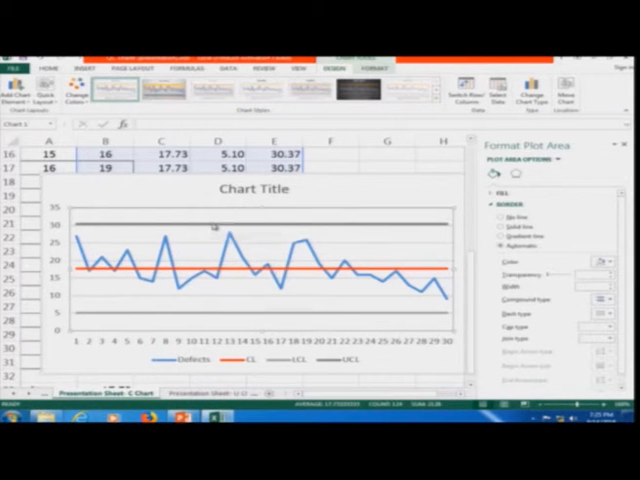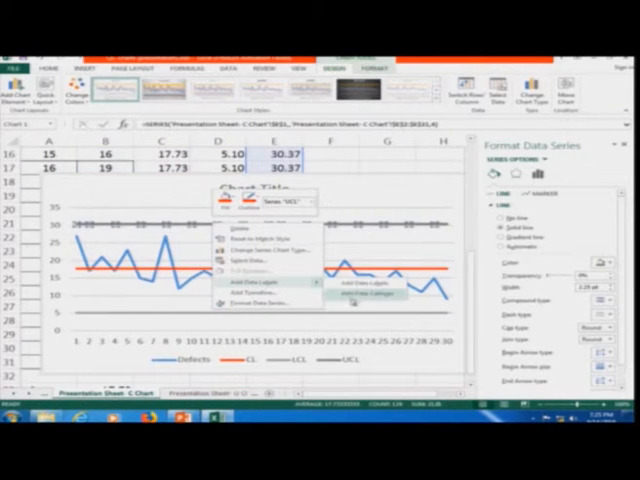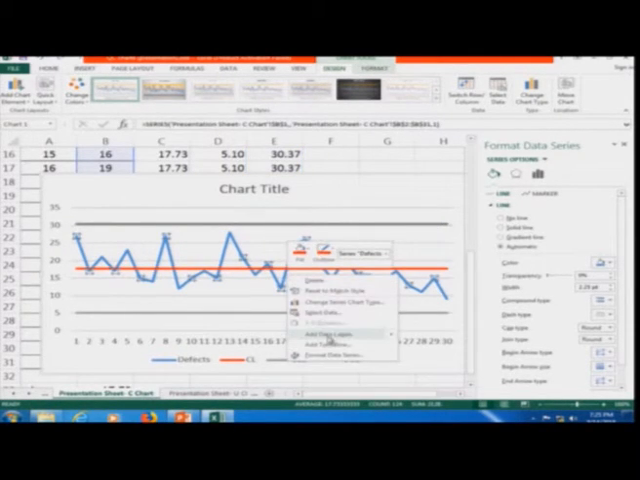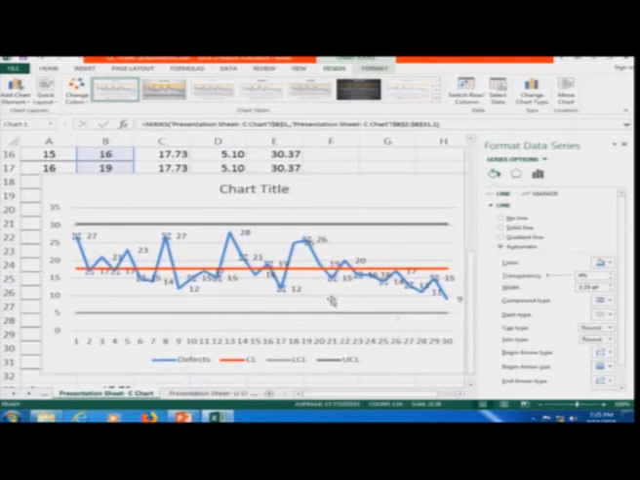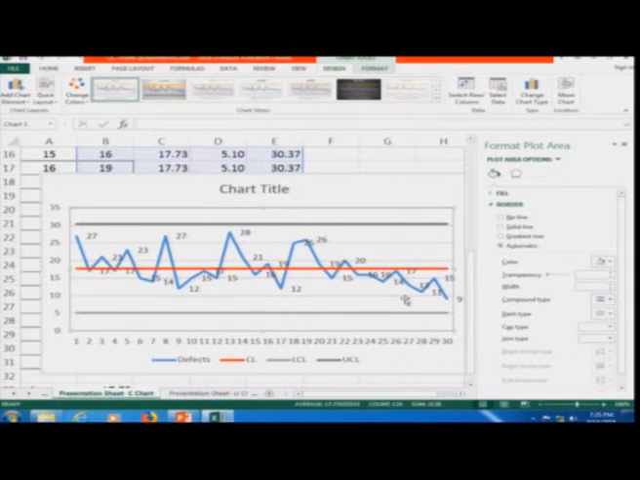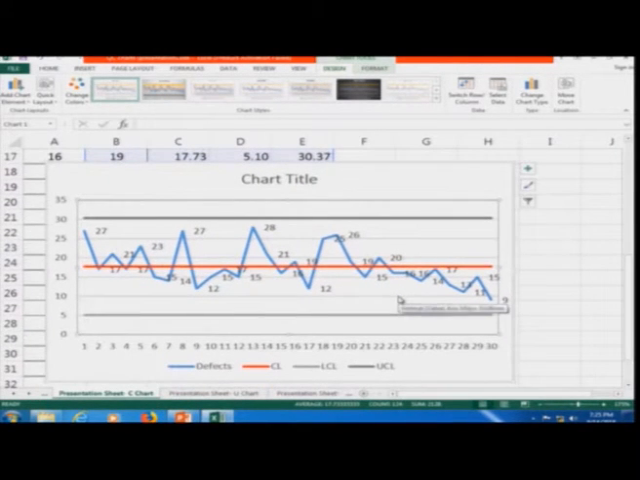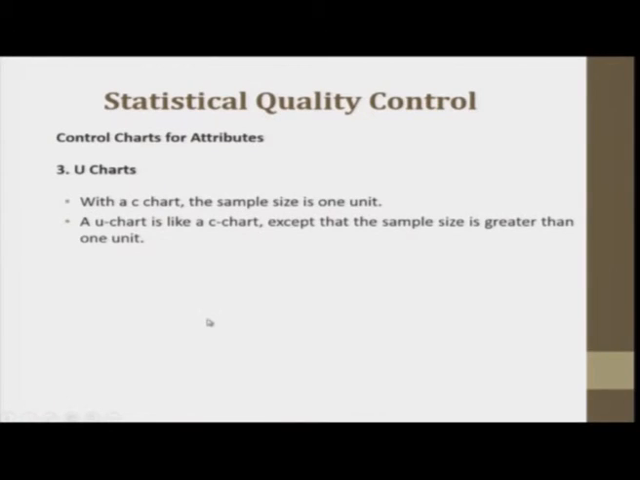I can put the labels here, data labels. Oh, not like this. I'll just put data labels here. So it is showing my C chart here. Okay, so C chart is used when we have number of defects. Number of defects are fixed. Similar to C chart, we have U chart. Okay, with the C chart, the sample size is 1 unit.